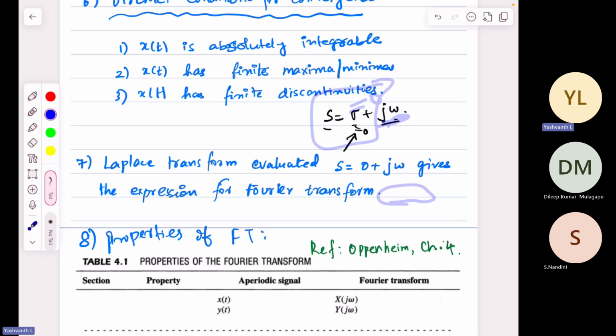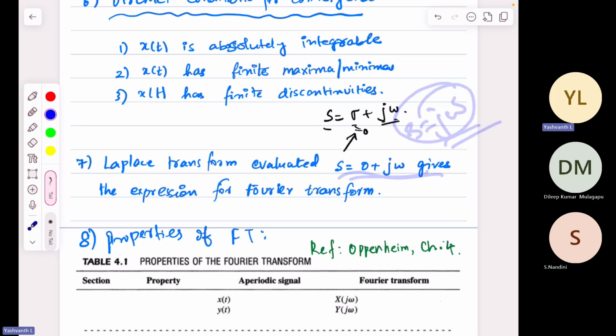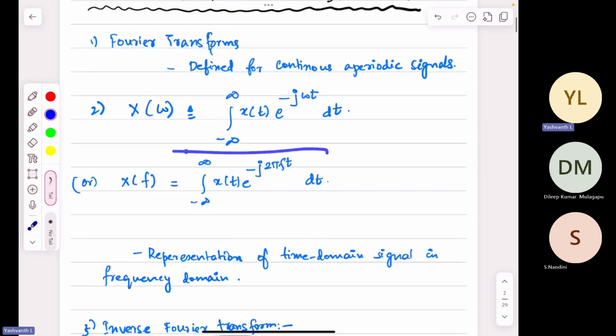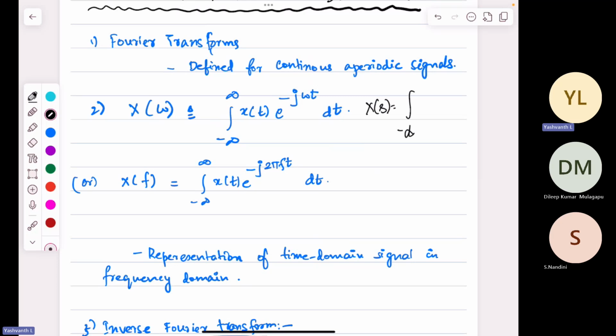Whatever answer you get, that is basically the Fourier transform. It's a very informal statement, not a very concrete one, but in most of the problems you will see that whatever answer you get for the Laplace transform, put s equal to j omega, and that will give you the Fourier transform. Why do I say that? Because you go back to the definition. This is the definition of our Fourier transform. Now recall the definition of the Laplace transform: X of s is equal to the integral from minus infinity to plus infinity of x of t e power minus st dt. This is the Laplace transform definition.